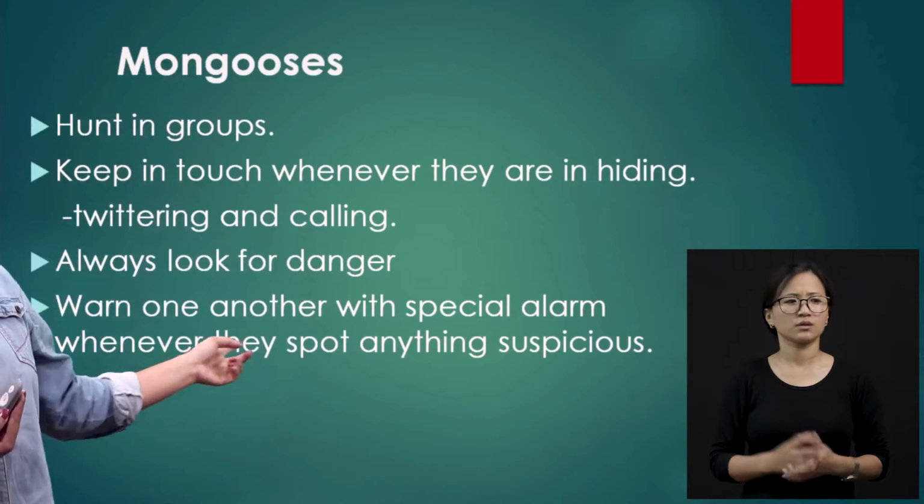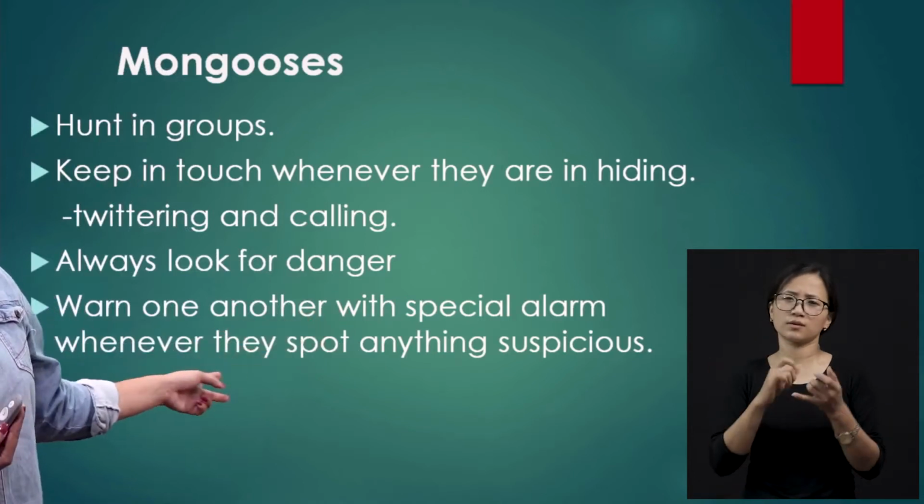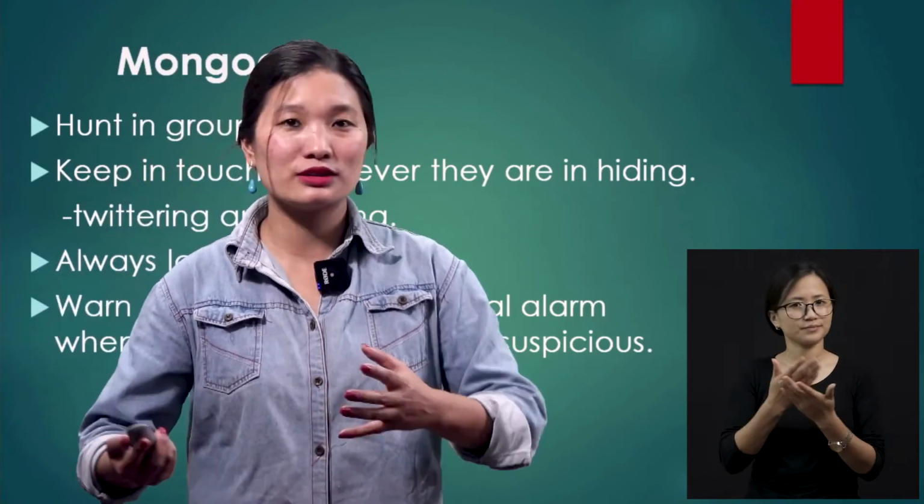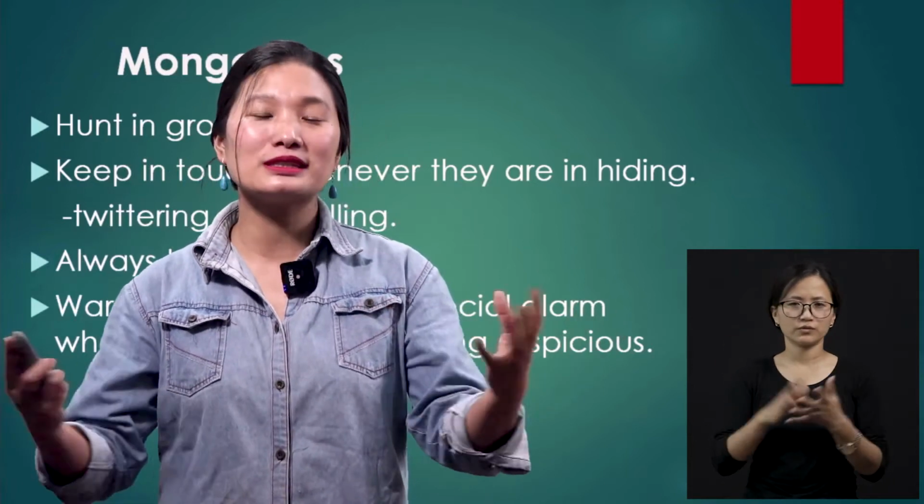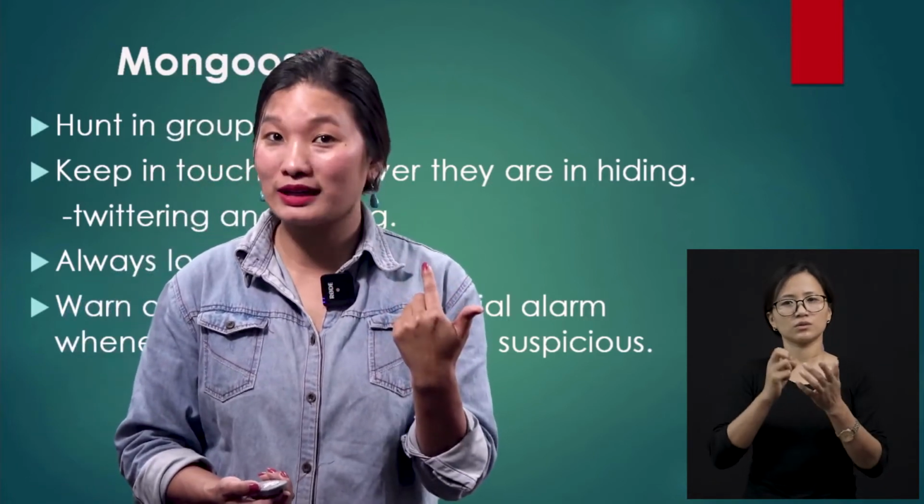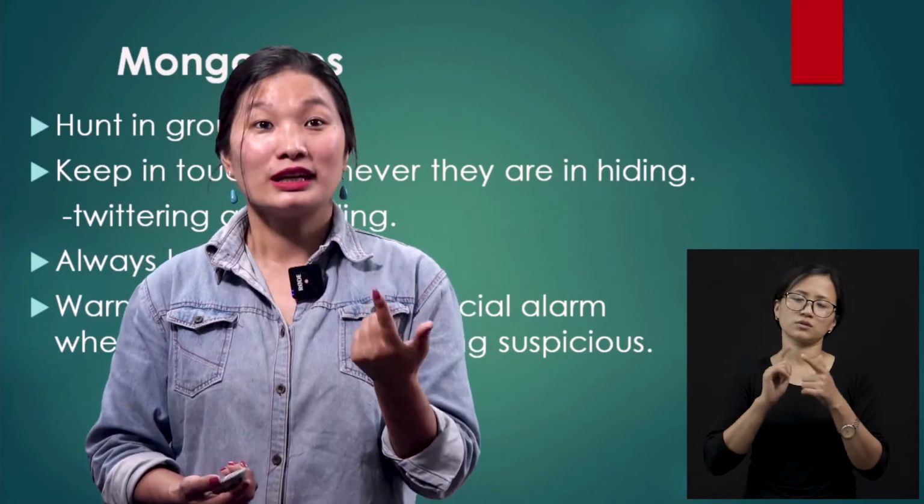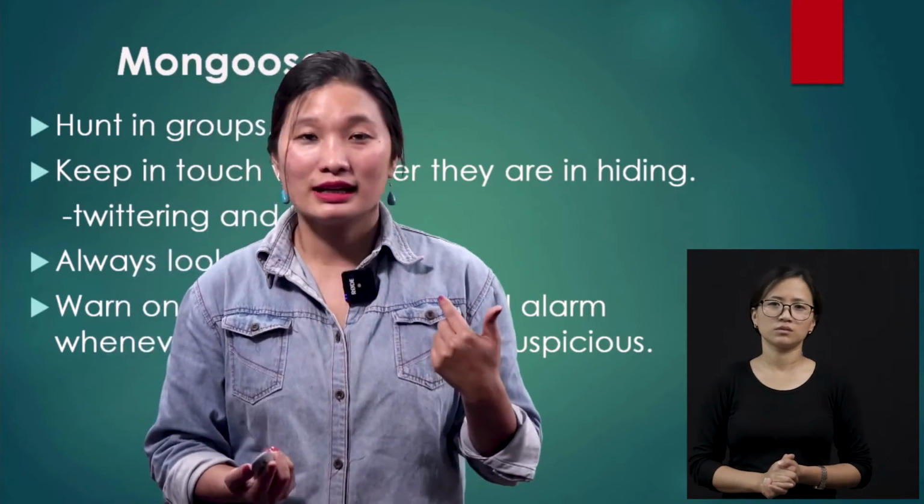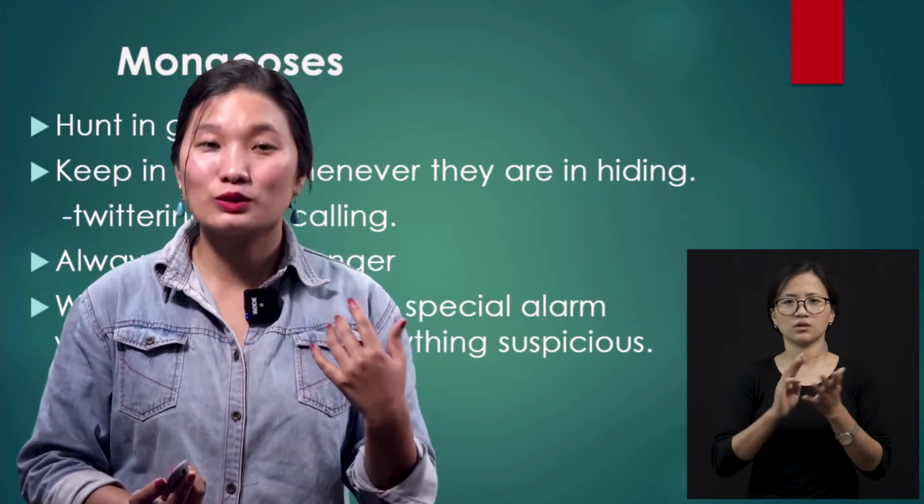They warn one another with a special alarm whenever they spot anything suspicious. Whenever there is a danger, they always warn one another, or even if they find food, they always call one another together and have it. That is the friendship of the mongoose. They don't want to go out separately or individually. That means they are not selfish. In our terms, we can say they're social beings, right? Human beings want to be in society. That's why we call ourselves social beings. Likewise, even a mongoose can be considered a social creature.